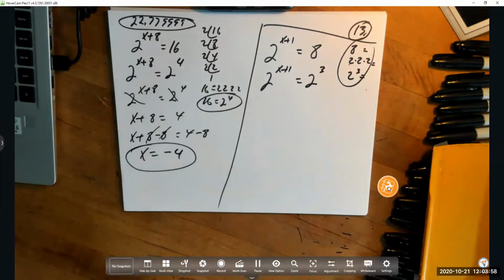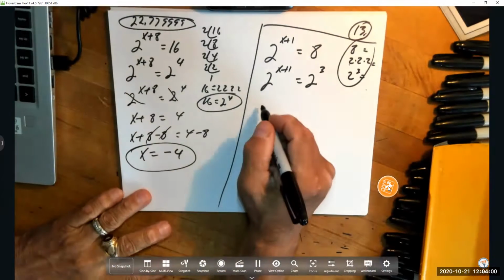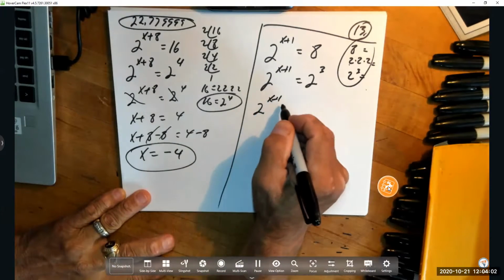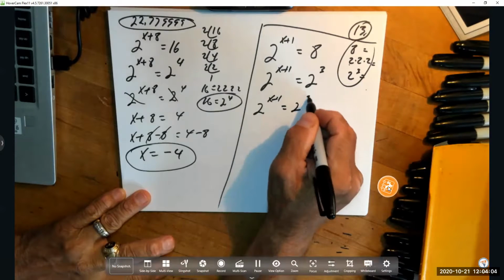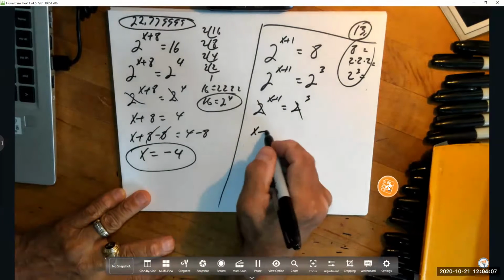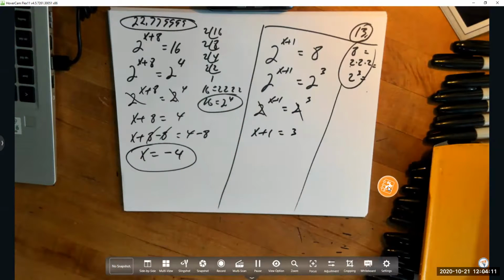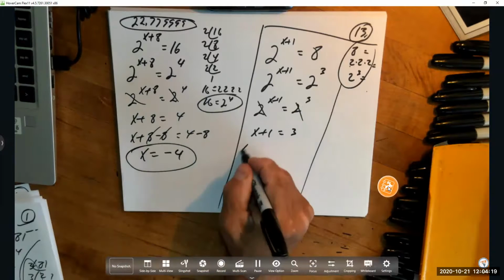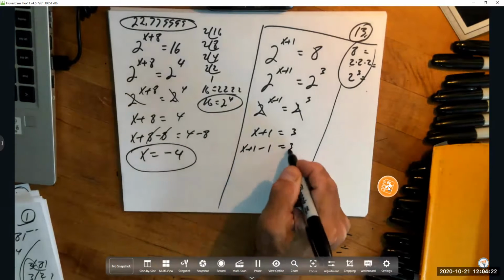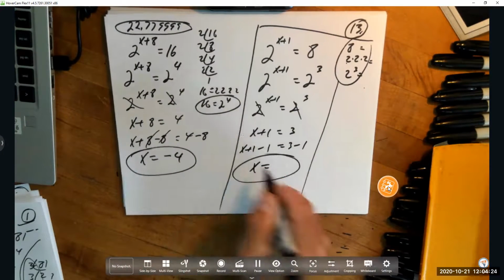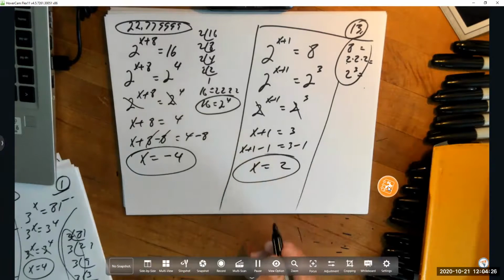I know these are all the same. So 2 to the x plus 1 equals 2 to the 3. For sure, I know that the bases can go away, right? So x plus 1 is 3. And then you tell me, what do you do? Minus 1 on both sides. Minus 1, minus 1. So x must be what number? 2. All right.